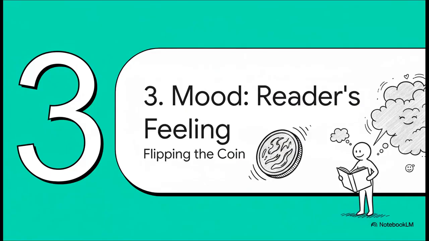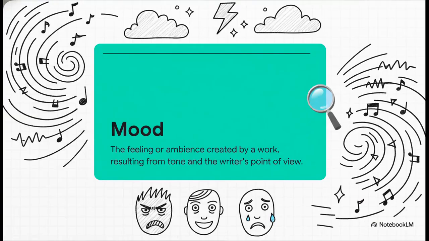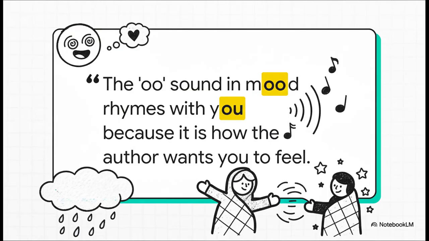Now let's flip the coin to look at the other side of this whole thing, mood. Mood is really all about the atmosphere. It's the vibe, you know? It's the emotion that the writing is designed to create in you, the audience. Does it make you feel anxious, happy, kind of sad, or maybe even totally creeped out? That feeling is the mood. And just like with tone, there's a fantastic little trick for this one too. The oo in M-O-O-D rhymes with you, because the mood is how the author wants you to feel. Isn't that great? So clever.